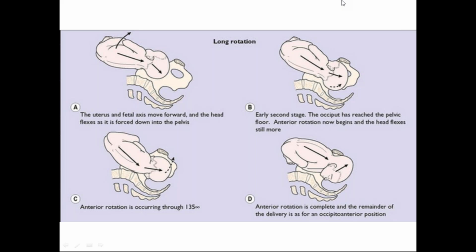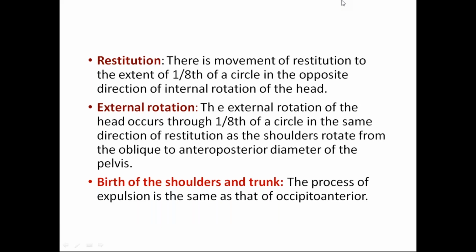First is the vertex, face, and this is delivery. So normal delivery, like normal occiput anterior. The only thing is long internal rotation, 3/8 of a circle, 135 degrees. Sorry, 135 degree rotation. Again, that is restitution, because there is auto rotation, that is the movement there. So that is again in the opposite direction. That is this auto rotation.